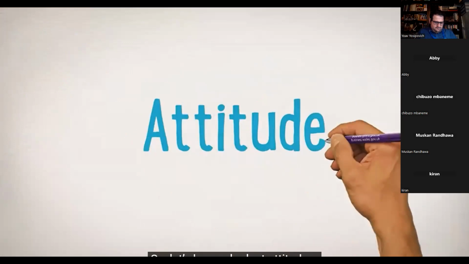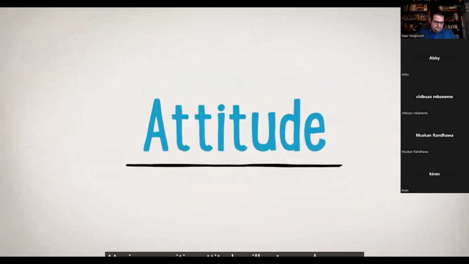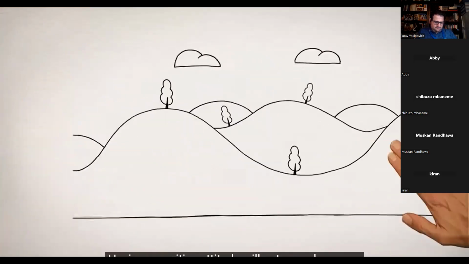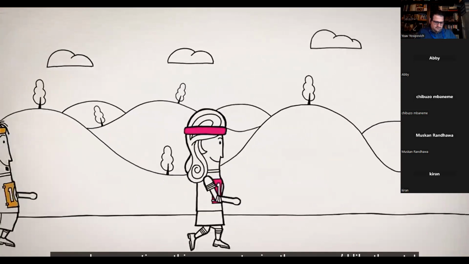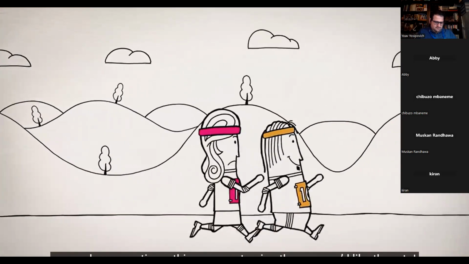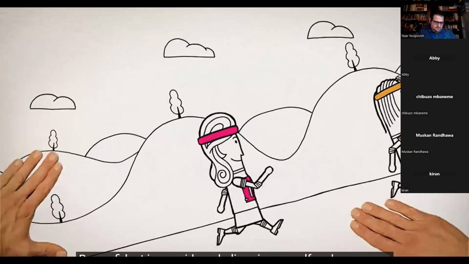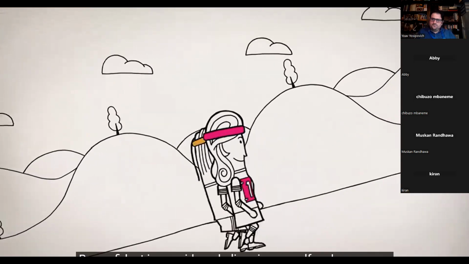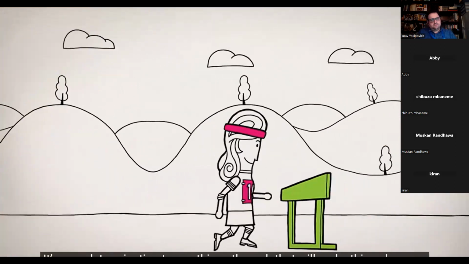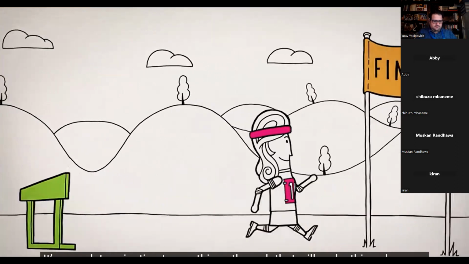So let's have a look at attitude. Having a positive attitude will get you a long way, even when sometimes things are not going the way you'd like them to. Be confident in your ideas, believe in yourself, and persevere. It's your determination to see things through that will make things happen.